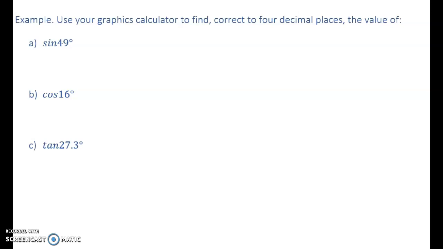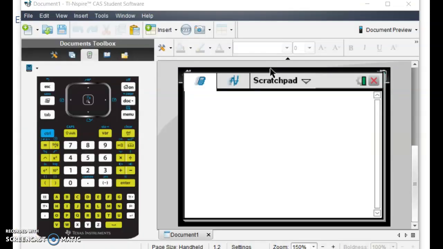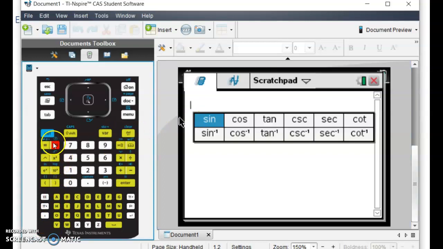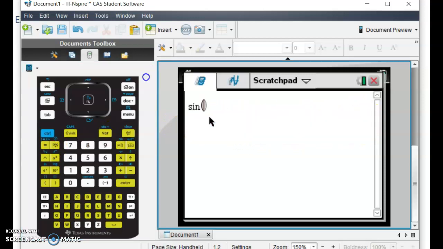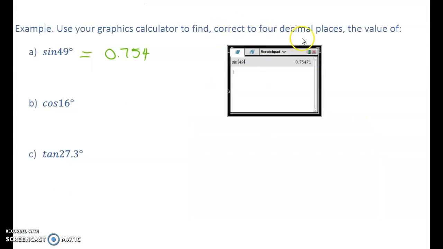Okay, so for the next example, I have to use my graphics calculator to find these values. So sine 49. So let's go to the calculator. Sometimes with this sort of question, it's quicker and easier to do it on your scientific calculator if you have one. But if not, in the CAS calculator, you have to click on the trig button here, and it brings up a menu with lots of options. We want to figure out what the sine of 49 degrees is. So we just type in that, hit enter, and we get 0.75471. Now the question does say correct to 4 decimal places.